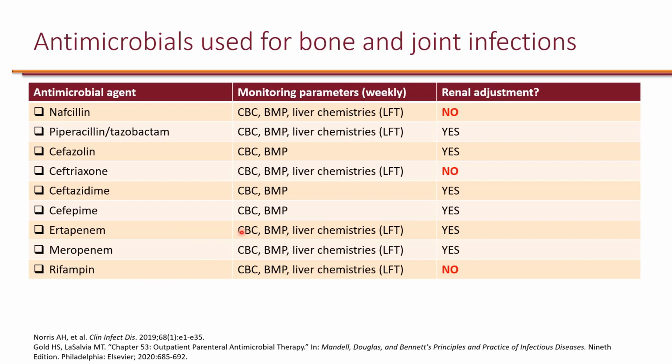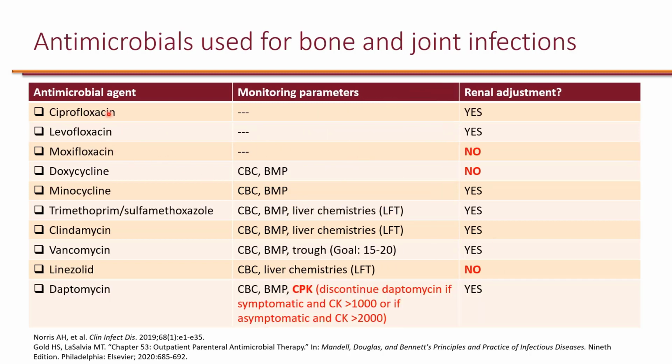Keep in mind that according to the 2018 IDSA guidelines for OPAT, or outpatient parenteral antimicrobial therapy, it is recommended to check CBC, so complete blood count, and basic metabolic panel weekly for outpatient monitoring for all of these agents. For some of these agents that are more likely to assault the liver, liver chemistries are also recommended to be monitored weekly. And of course, nafcillin, ceftriaxone, and rifampin are not renally adjusted.